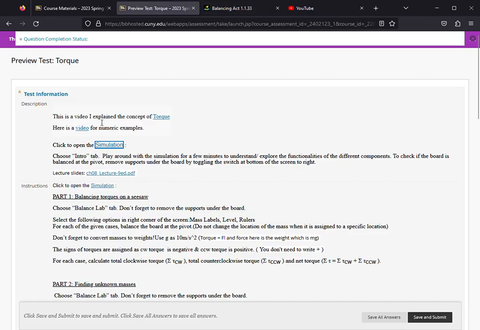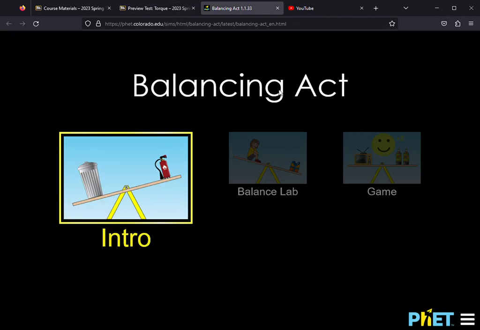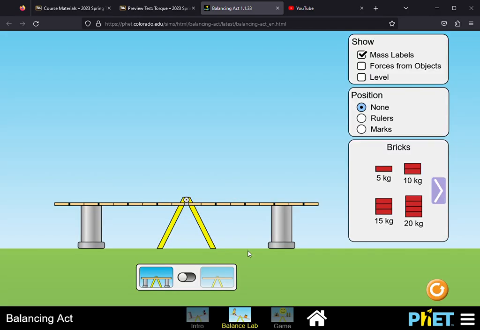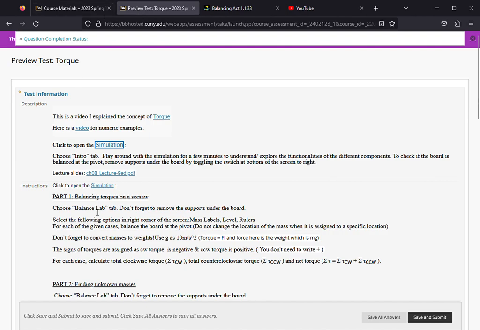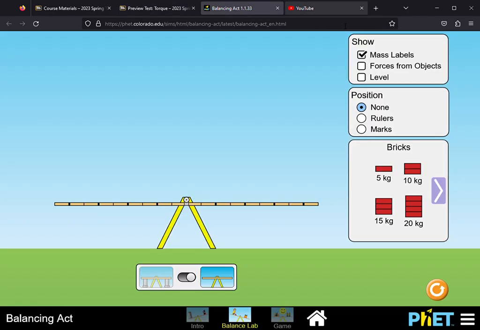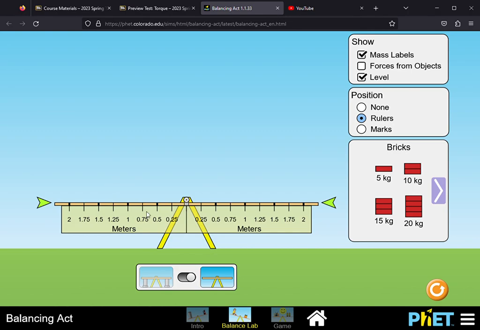But the instruction, as you can see here, says choose Balance Lab. Don't forget to remove the supports under the board. Let's do that and remove the supports under the seesaw. After that, it says select the following options in the right corner of the screen: mass labels, level, rulers. Now all three of them are clicked, so we can play with it.